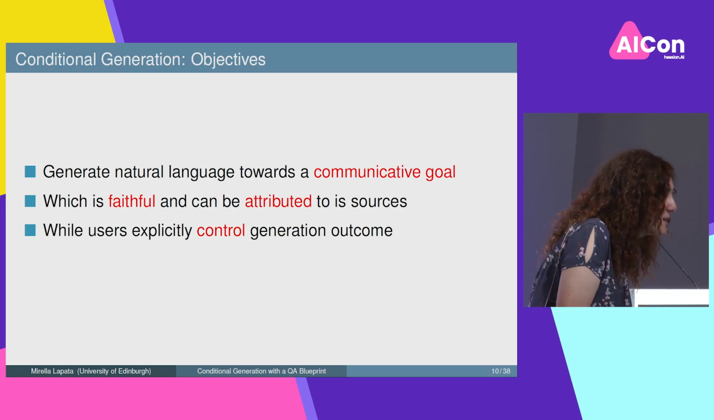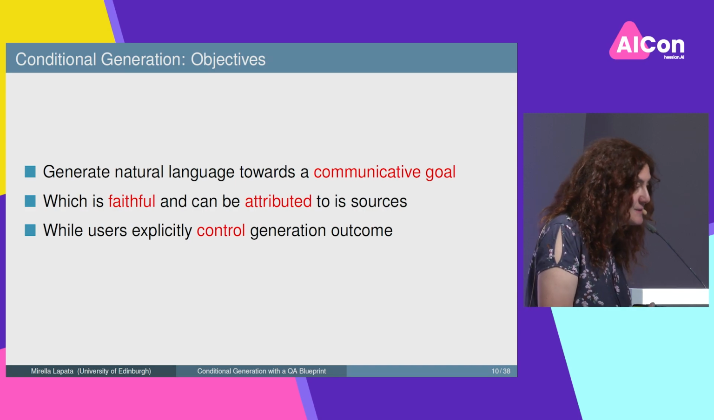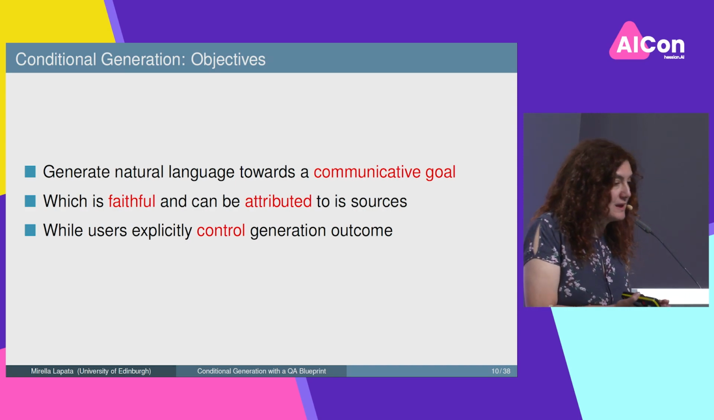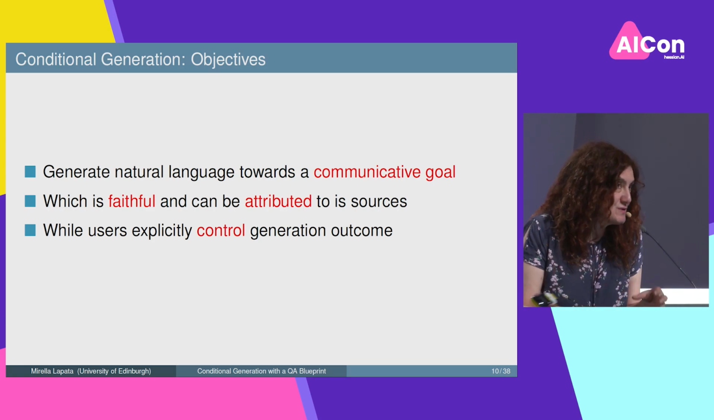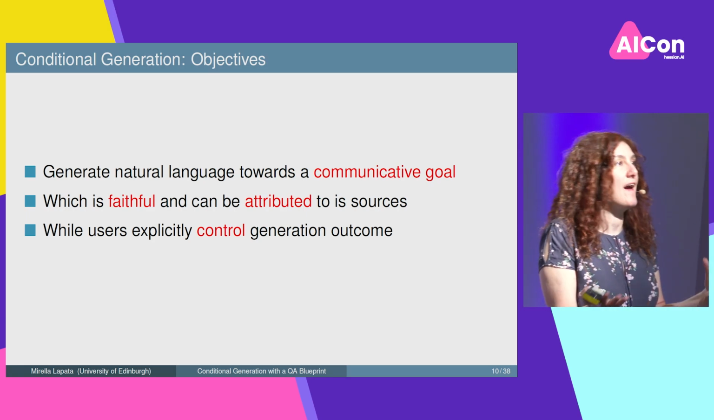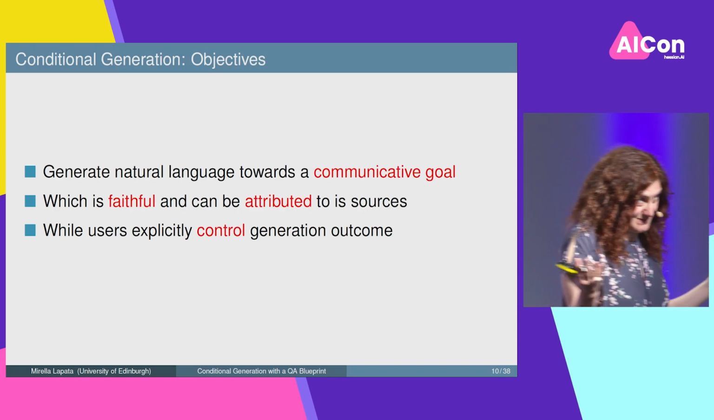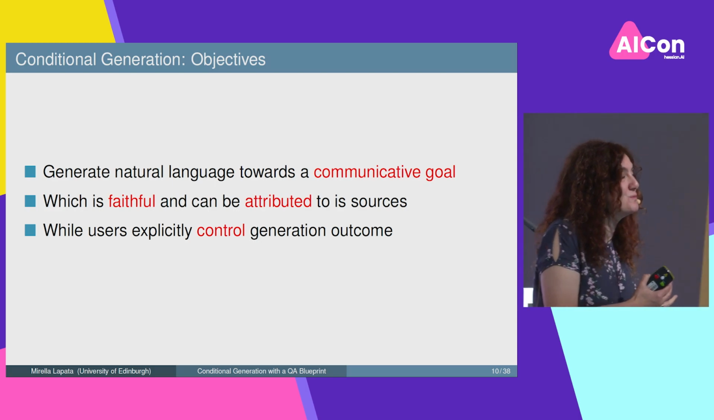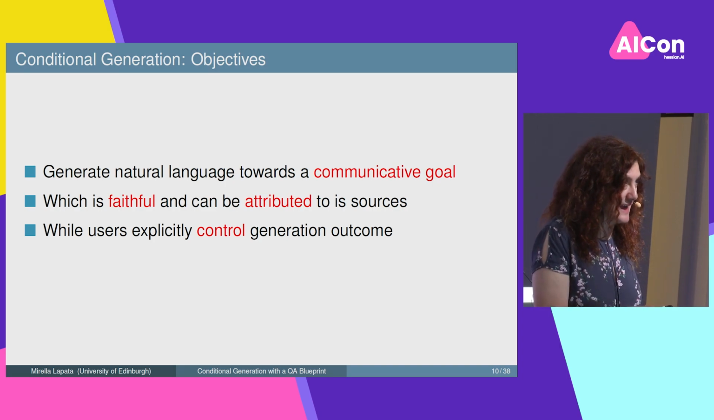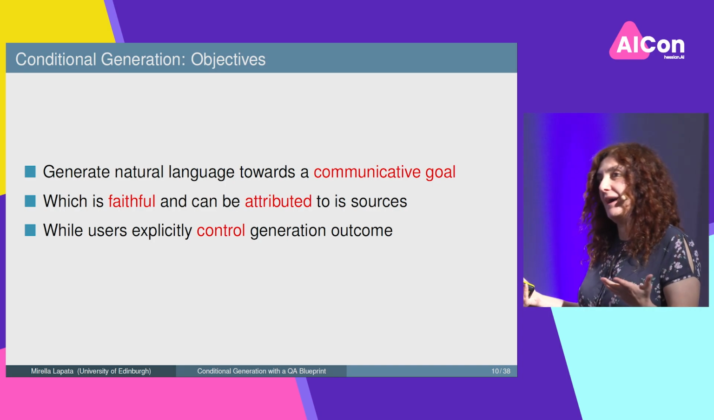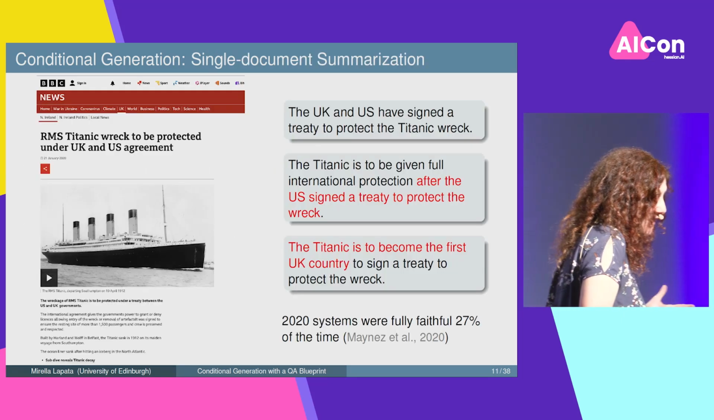You want to find out something, or you want to write a story, or you want to summarize, so the user has some intent. But also you want the output to be faithful and attributed to its sources. So in the case of summarization, you don't want the model to be lying and telling you things that are not there. And in a hypothetical scenario, you also want to be able to change the generation and say, hey, that's wrong, go back and generate it again. And you may think this is OK. I mean, this has happened, but we are not there by far.